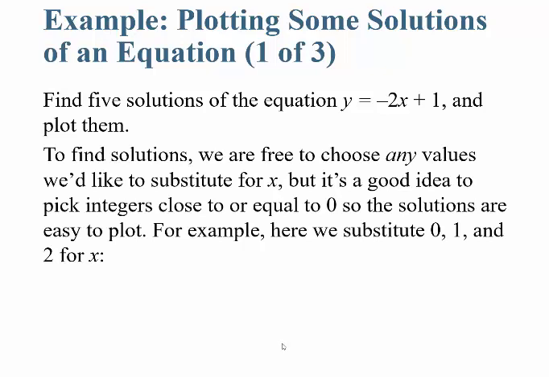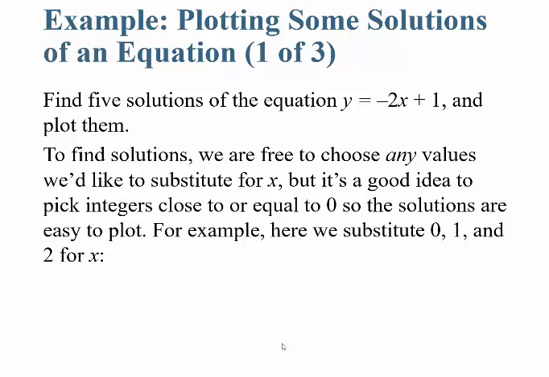So to find solutions, we are free to choose any values we'd like to substitute in for x, literally any numbers. You could go with negative 100 all the way to a billion, whatever. But it's always a good idea to pick integers. Integers are like negative 3, negative 2, negative 1, 0, 1, 2, 3. So pick integers close to or equal to 0, so the solutions that you get are super easy to plot.